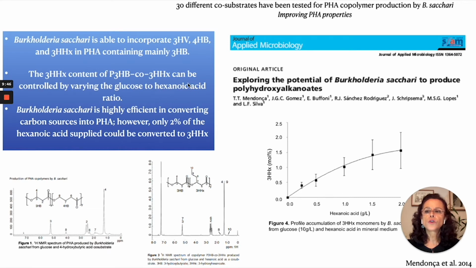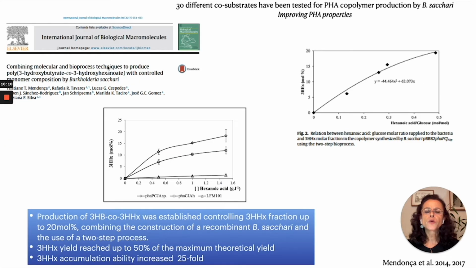Hexanoic was one of those co-substrates. And as you can see here, we could improve up to 1.5 mole percent of C6 in the copolymer. However, only 2% of the hexanoic acid supplied could be converted to the C6 in the polymer. Thus, we combined molecular and bioprocess techniques to produce this copolymer, controlling the monomer composition, and that 1.5 was the maximum percent achieved. And then we could achieve up to 20 mole percent when we combined these two strategies.